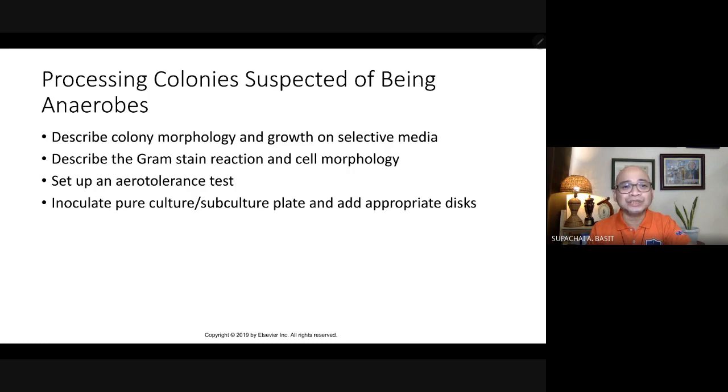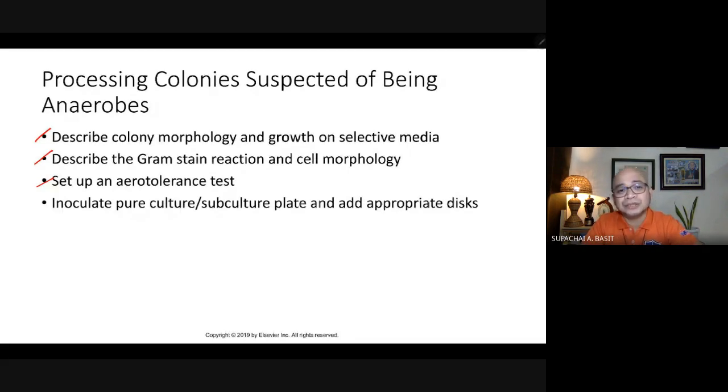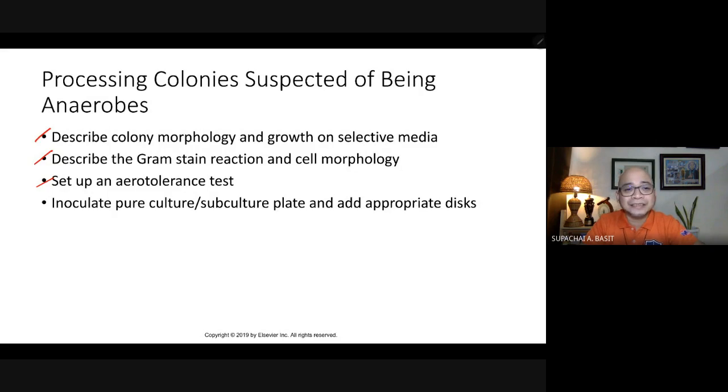First, you need to describe the colony morphology and growth on selective media. That is very important so that you'll be able to eliminate unwanted microorganisms by virtue of particular inhibitory substances being added on the selective medium. And then, in order for us to categorize them, we need to describe the Gram-stain reaction and cell morphology. And to further affirm our suspicion, we have to do the aerotolerance test.